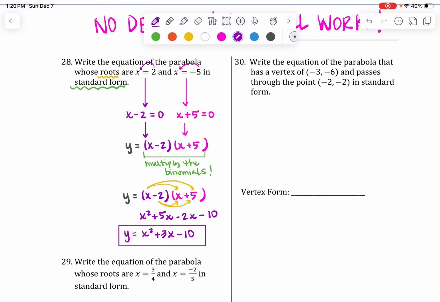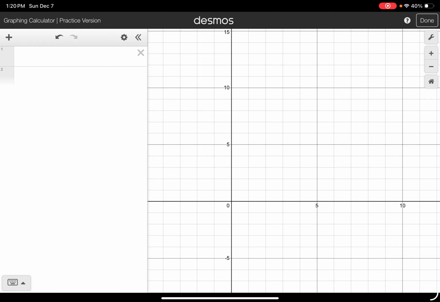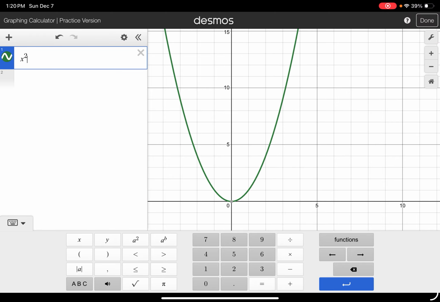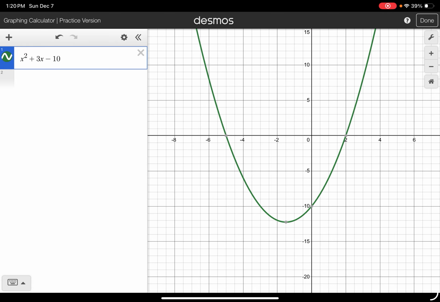Now, you know I'm going to check my math in Desmos, right, just to make sure that I didn't make a silly, careless mistake along the way. All right, so I'm going to type in x squared plus 3x minus 10. And I'm going to go check those solutions. What do you know? -5 and 2, just like they gave us at the very beginning of the problem.